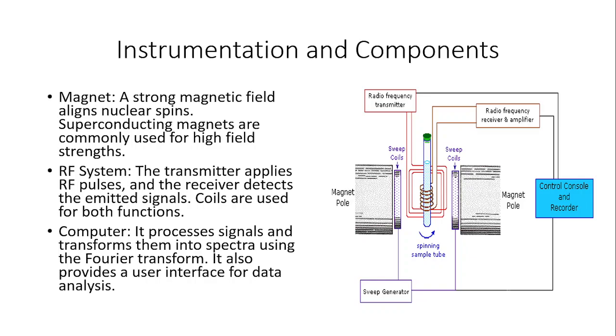Now let's look at the main components in NMR instrumentation. First, we have a powerful superconducting magnet that creates a stable magnetic field necessary for NMR experiments. This magnetic field is essential as it aligns the nuclear spins in the sample. The RF transmitter generates and applies the RF pulses to the sample, while the receiver detects the signals emitted as the nuclei return to their equilibrium state. The sample is placed in a probe, which sits within the magnetic field. And finally, computers and software process these signals, converting them into spectra through Fourier transform. Each component plays a crucial role in achieving accurate and reliable NMR results.